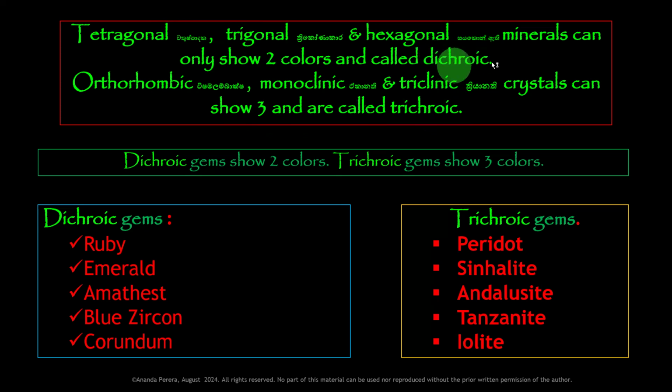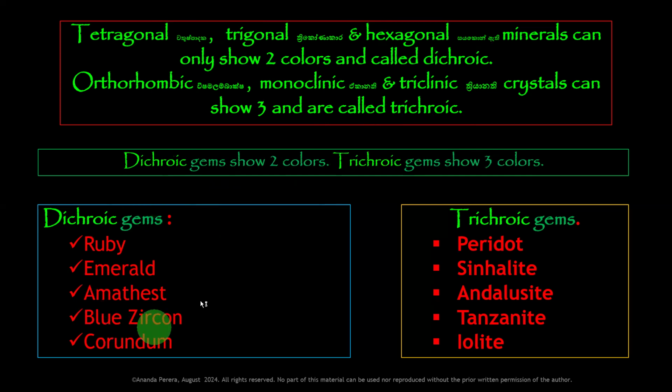The first one is dichroic. This one is trichroic because 3 colors are given in their pleochroism. So dichroic and trichroic. Remember the shapes also. Tetragonal, trigonal, hexagonal are dichroic. Orthorhombic, monoclinic, and triclinic are trichroic. We learned these 6 types in an early lesson. Dichroic gems show 2 colors. Trichroic gems show 3 colors.